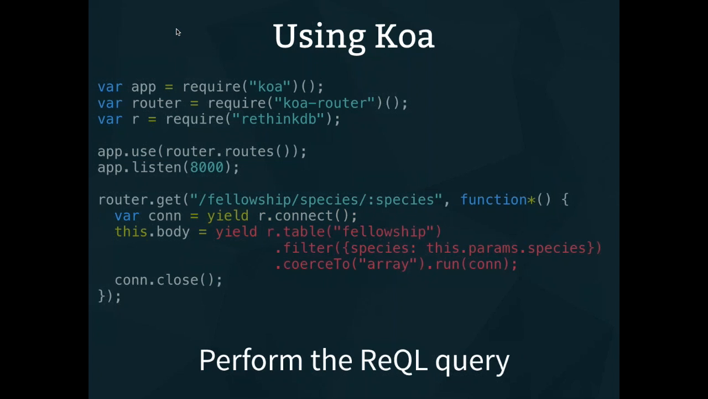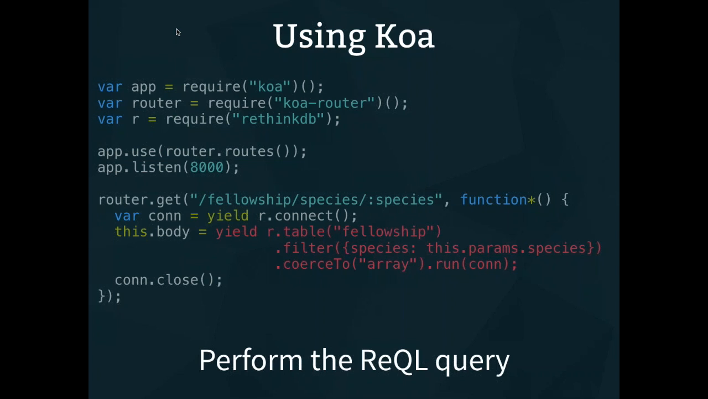Okay, and then we're going to perform the query. So what we're doing here is we're calling a table fellowship. We're performing the filter operation just like I showed you in the Data Explorer. But for the thing that we're passing into the filter, the value, we're using a parameter that comes from the Koa router. So this .params.species, we're effectively taking the last segment of the path, and we're going to use that as the value that we're filtering against. So again, after /species in the URL, whatever they type, that's going to become the value that we're comparing against.